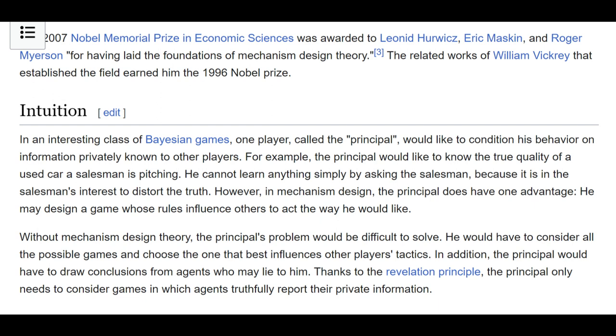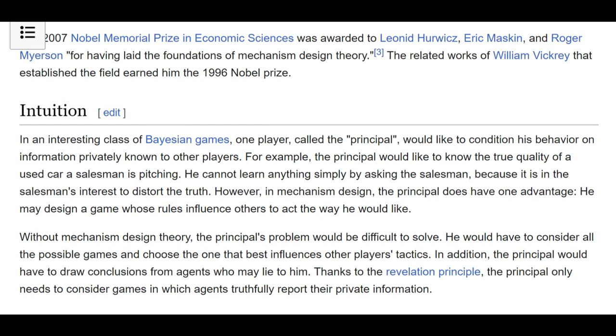However, in mechanism design, the principal does have one advantage. He may design a game whose rules influence others in the ways he would like. Choose the one that best influences all the players' tactics.